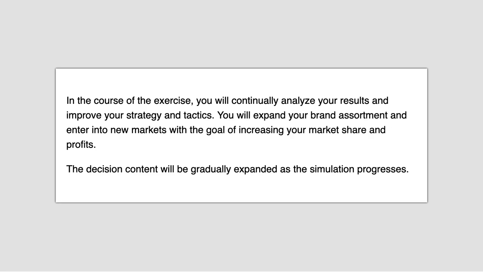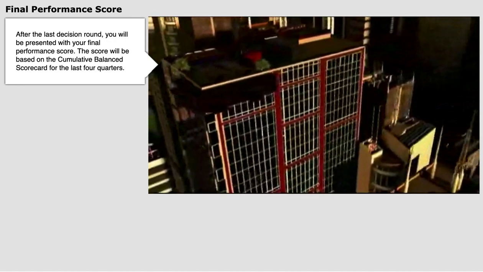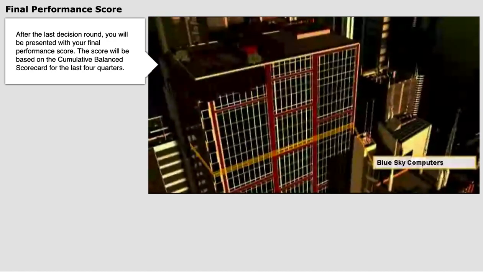In the course of the exercise, you will continually analyze your results and improve your strategy and tactics. You will expand your brand assortment and enter into new markets with the goal of increasing your market share and profits. The decision content will be gradually expanded as the game progresses. After the last decision round, you will be presented with your final performance score. The score will be based on the cumulative balanced scorecard for the last 4 quarters.